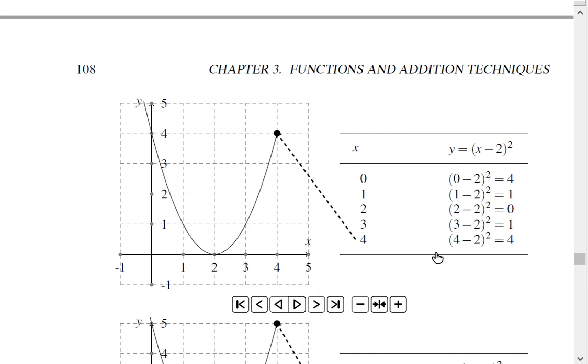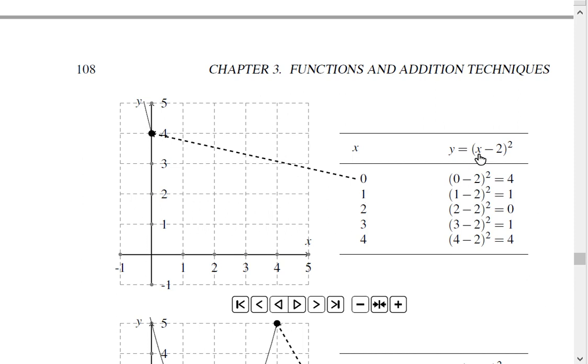You see this one, y equals (x minus 2) squared, this expression. When we plug in 0 here, 0 minus 2 is -2, squared, you have 4. So 0, 4 is this point. X is 0, y is 4.